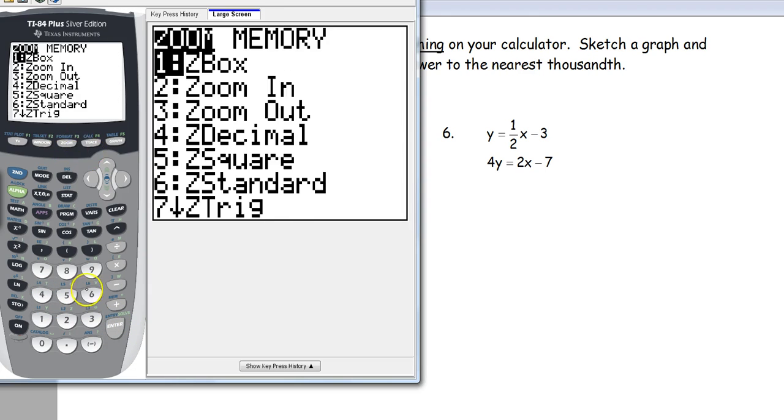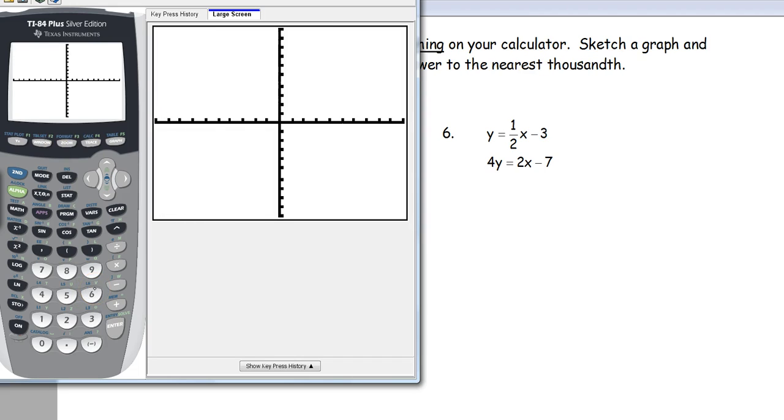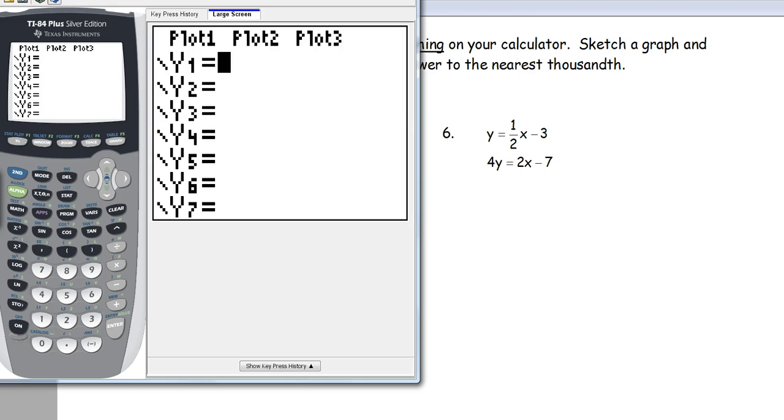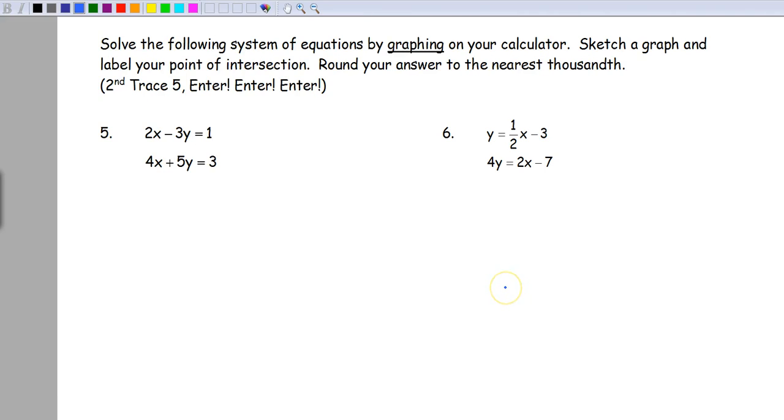You also want to press the zoom button and do a 6, zoom 6. This brings you back to a standard window. It should look like this. So now you should be all ready to graph. Go ahead and press the y equals button. Okay, so if we want to graph these, we do need to put them into slope-intercept form. Remember that means to solve for y. So go ahead and start moving things over.